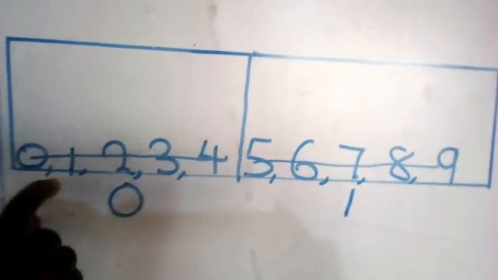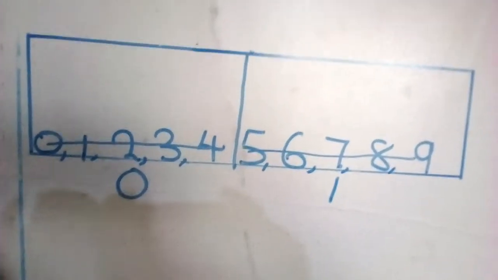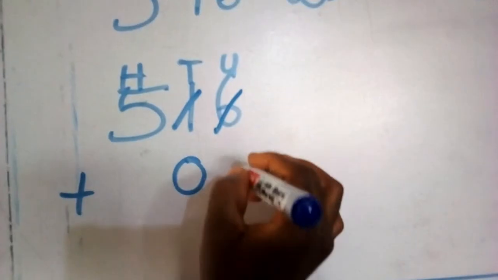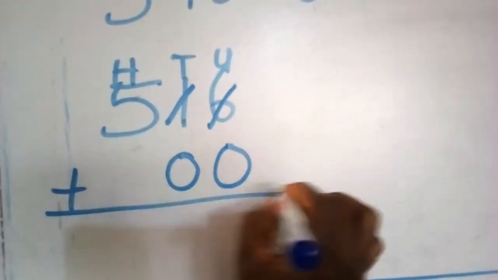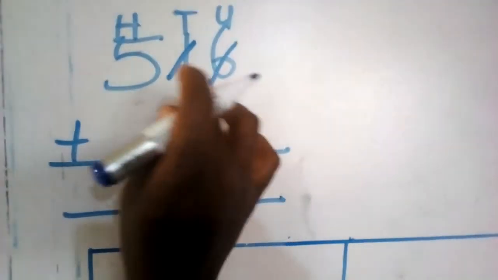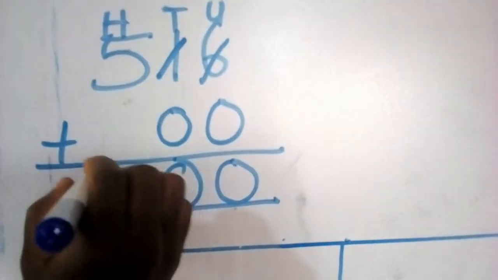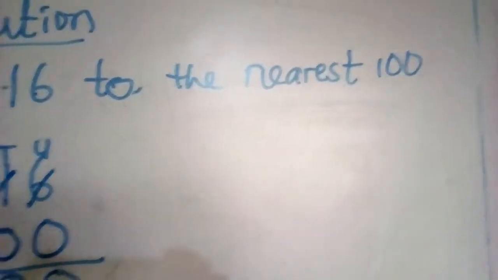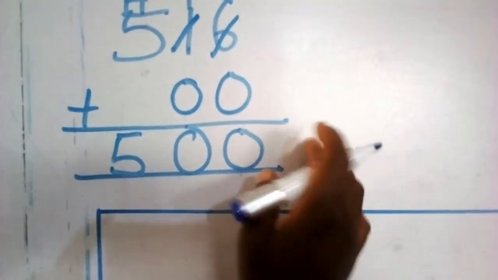Let's go to this chart. Where does this 1 belong? It belongs to 0. So we cancel this and say plus 0. Automatically, every number behind this becomes 0. Here also becomes 0. The number at the back becomes 0. So let's add. We bring down 0, we bring down this 0, and we bring down 5. So 516 to the nearest 100 is 500. Okay?